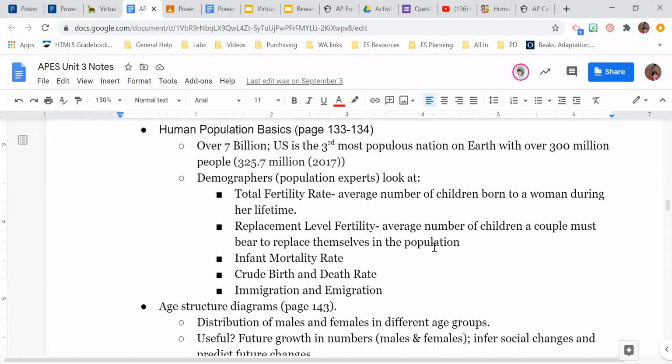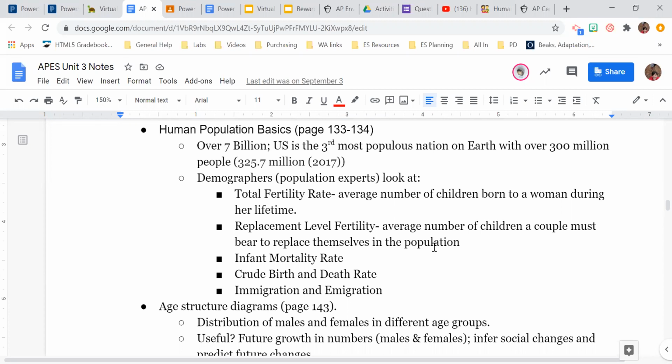So replacement level fertility would usually be around 2.1 children per woman. Usually that's like 1 to replace both parents, and then a little bit extra because some children will die in childbirth, miscarriage, and then before they reach reproductive age.